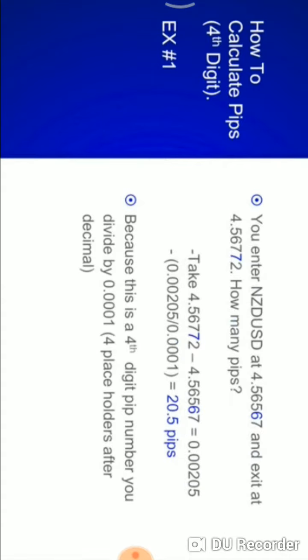Now, one way that you can find out how many pips was in this situation is you take them, subtract them, and then you can divide by 0.0001. It's going to equal 20.5 pips.